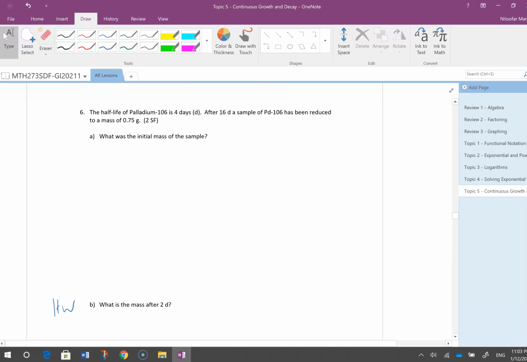How about this question? So here, the half-life of this is 4 days. So G is 4 days, and that's half-life, so I have to go with negative one. After 16 days, a sample is reduced to this many grams. So T is 16 days, and the sample N(T) is 0.75 gram.